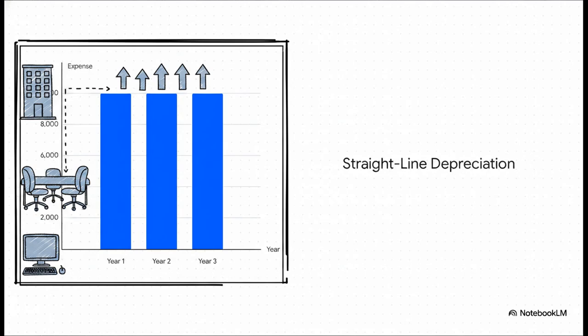The logic here is based entirely on the assumption that an asset provides economic benefits evenly. Say a company buys an office building, some furniture, or general equipment like computers. Their utility typically declines at a very steady, predictable rate. An office desk is just as useful in year 2 as it is in year 1, right? Because of that, the expense recognized remains exactly the same every single year.